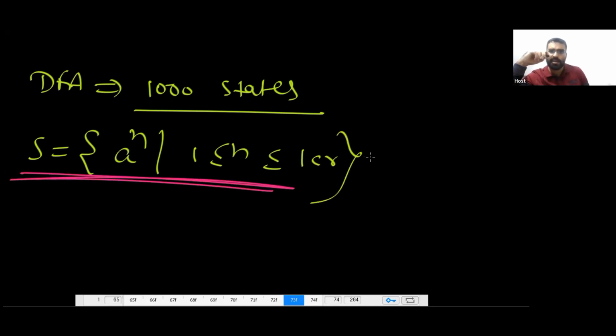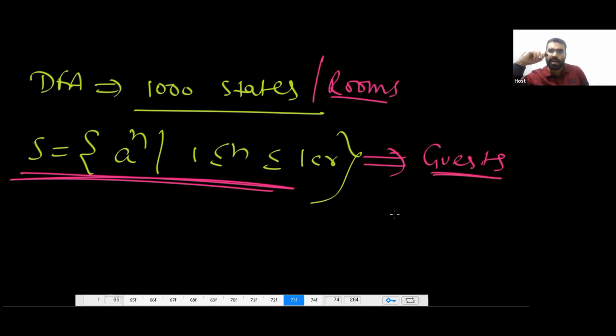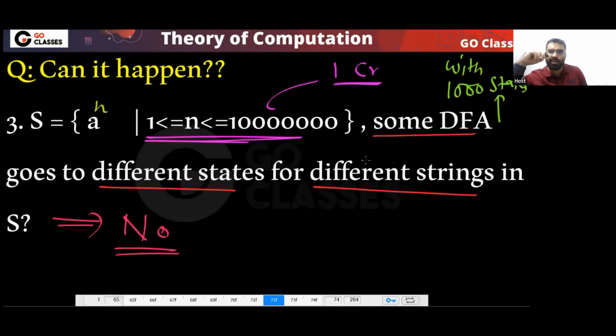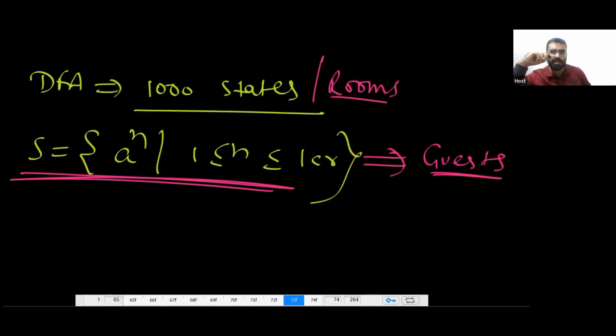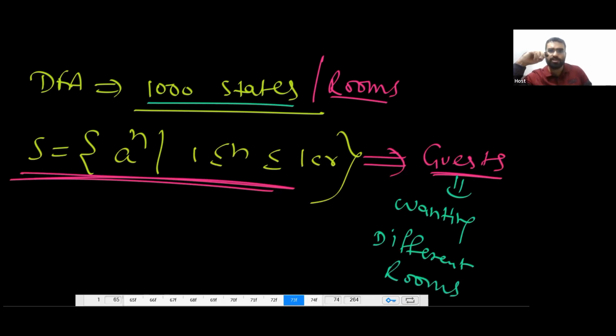Like, I can say these are the guests, and you have only 1,000 rooms. And these guests are saying that we want different rooms. So it is not possible, because you only have 1,000 rooms. So this is definitely not possible.